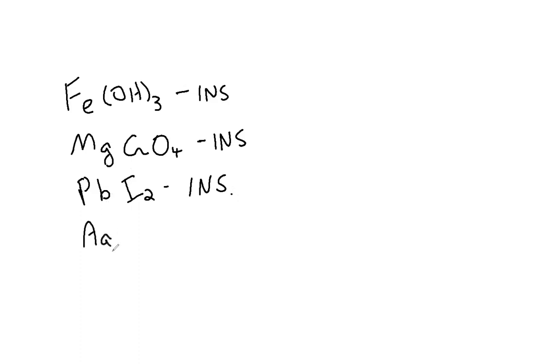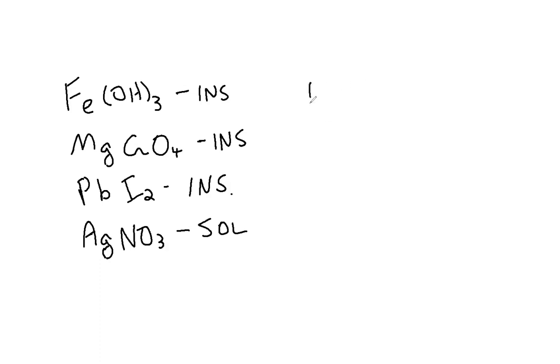All right, let's look at silver nitrate, AgNO3. So we look at the nitrate, and that is one of our rules. Nitrate compounds are always soluble. That's it. Case closed. This is soluble. Doesn't matter what the cation is. If we have a nitrate, it is soluble.